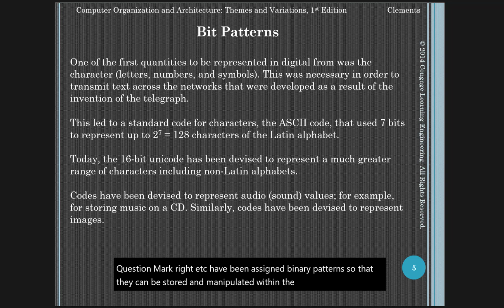The computer does not understand letters or characters. It has no idea what you're talking about. It is translated into binary. The computer only speaks binary.